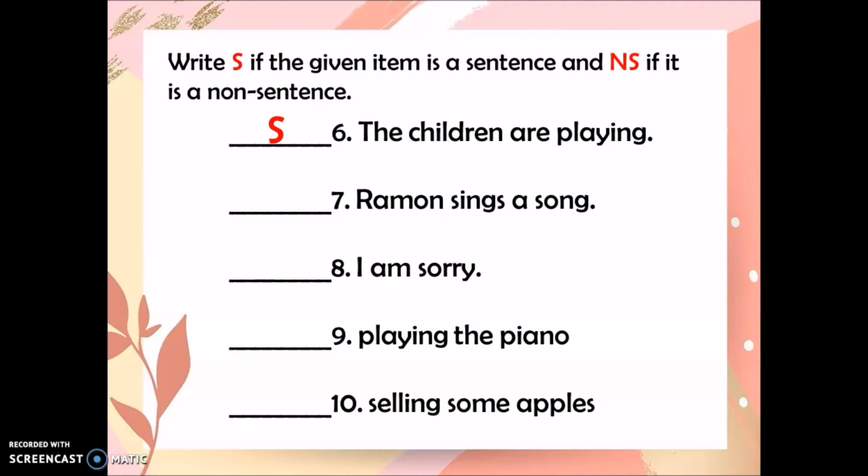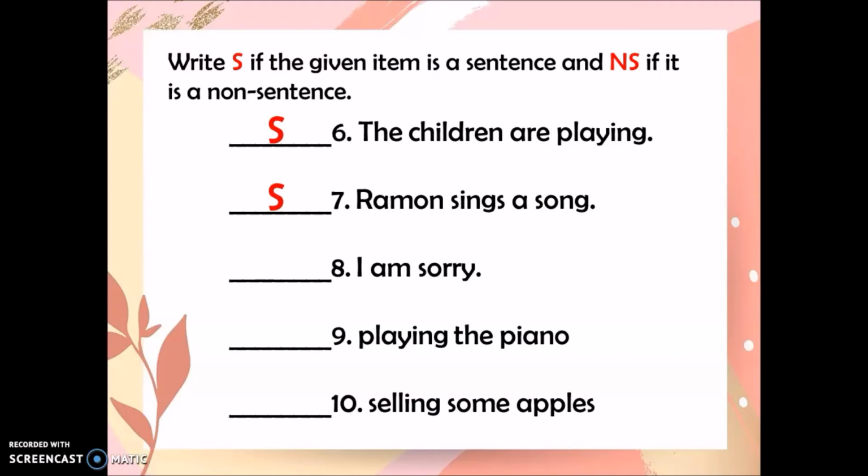What about number 7? Ramon sings a song. Correct. Sentence is the correct answer. Ramon here is our subject, or he will be the doer of the action, and the action is sings, or the predicate is sings a song. So Ramon is our subject, sings a song is our predicate. And again, it starts with a big letter and ends with a punctuation mark.